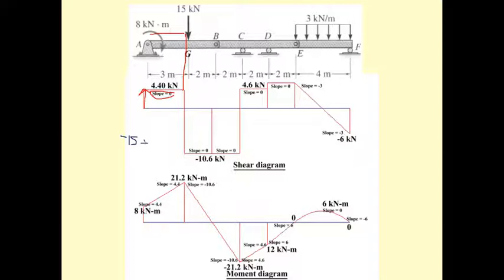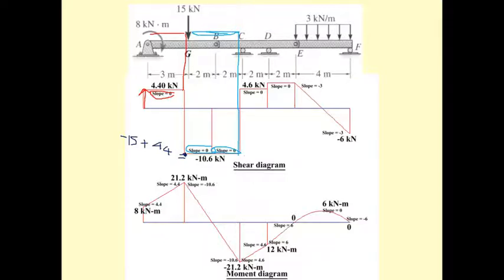From the plus 4.4, you get minus 10.6. And since there is no distributed load between G, B, and C, the slope along this line is going to be 0, all the way until the left side of point C, where the value of shear is minus 10.6.